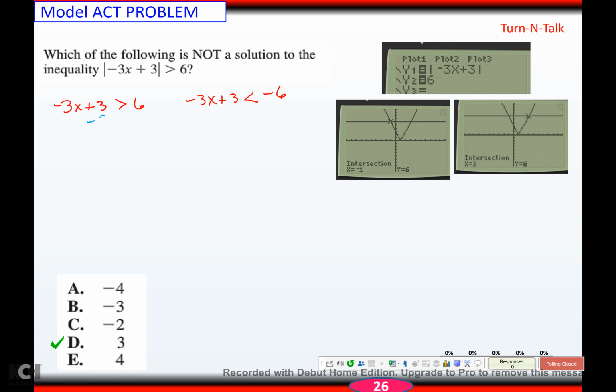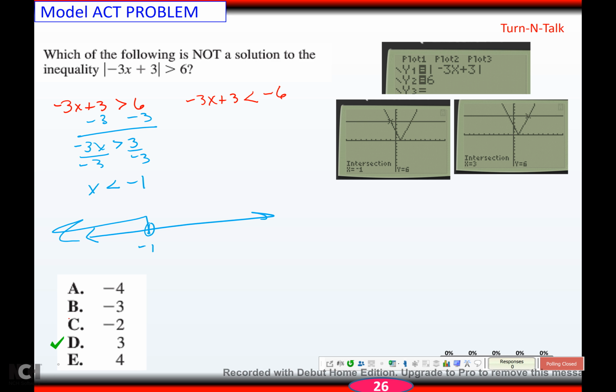All right, solving this one, minus 3, I get negative 3x is greater than 3. Divide by negative 3, which is going to flip my inequality. So if I graph that, negative 1, open circle to the left. Solving the other one, I'm going to minus 3, negative 3x is less than negative 9. Divide by negative 3, which flips my inequality, I get x is greater than 3. So that's over this way.